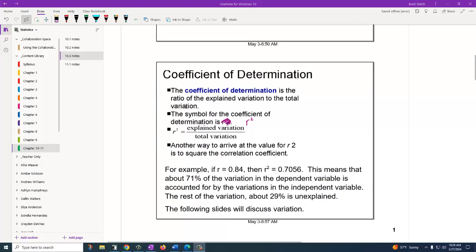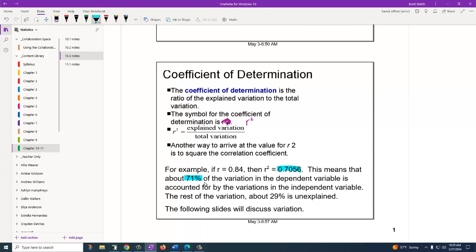First off, the coefficient of determination is the ratio of the explained variation to the total variation. The symbol that we use is r squared. If you were doing the calculations in your calculator before, you noticed that there was an r squared and an r value, because r squared literally is r squared, and it is what's called the coefficient of determination. Say if r is 0.84, r squared is 0.7056.